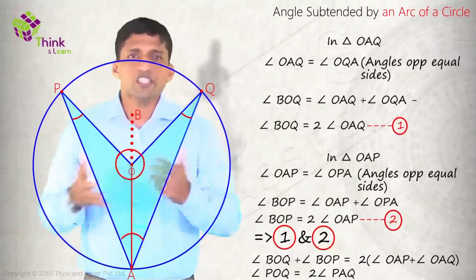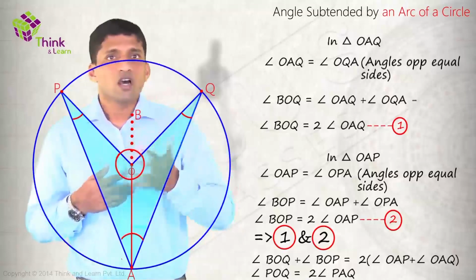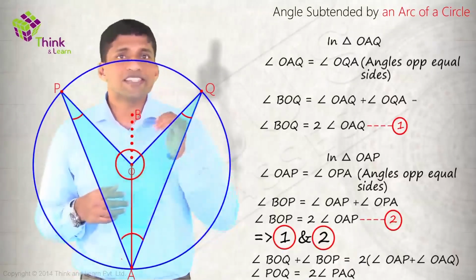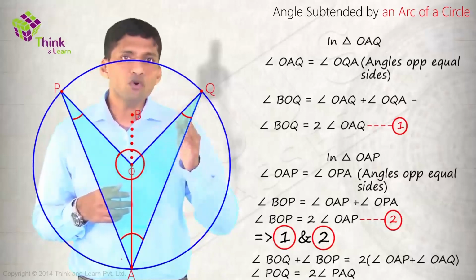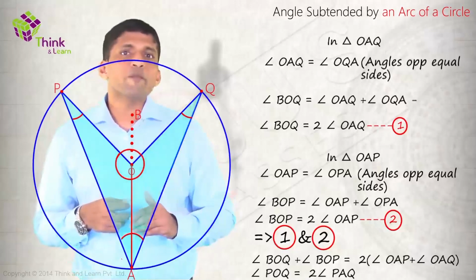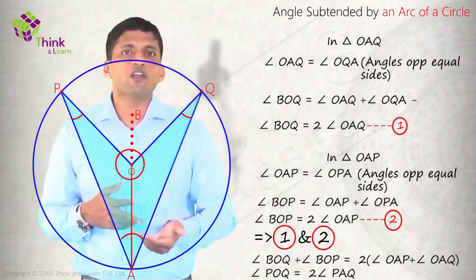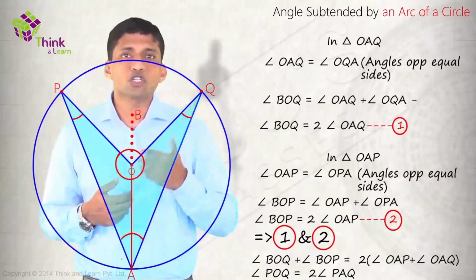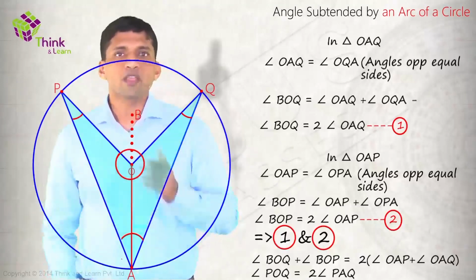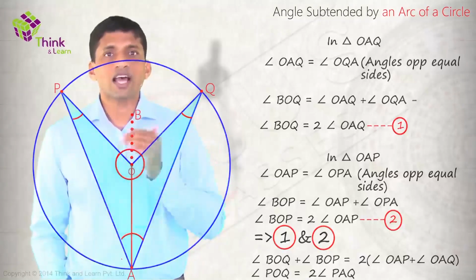So it's a very simple theorem. This way we can understand the 2/1 ratio between the central angle, that is angle POQ, to the angle subtended at any point on the remaining part of the circle, and that ratio is 2/1. It's an important ratio. I'll call it 2/1 theorem when it comes to circles and arcs.